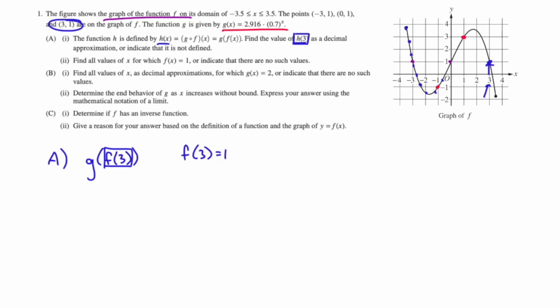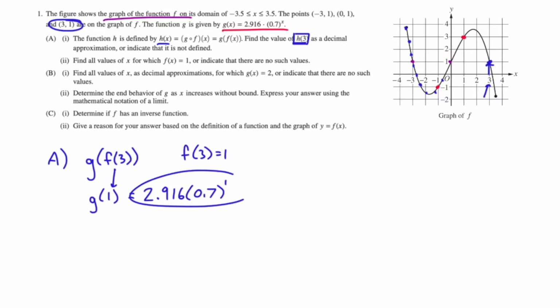So instead of writing f of 3 here, I can put 1. So this says g of 1. This is the next step. After evaluating f, now we evaluate its output in g. So g of 1. Well, g was an equation. It's 2.916 times 0.7 to the x power, but I'm going to plug 1 in there.